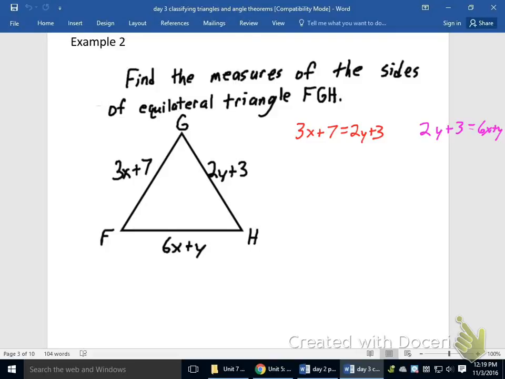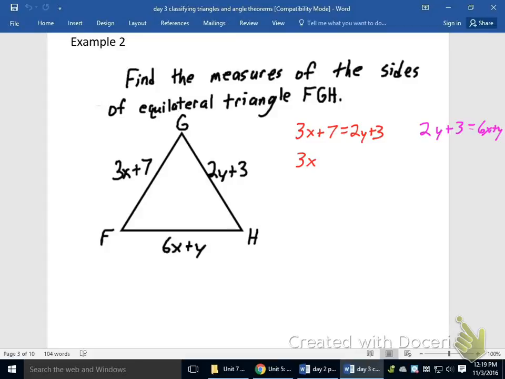Alright, and now I'll actually go ahead and work with these two equations. I could have also made the equation 3x plus 7 equals 6x plus y, but I've already got two equations and two unknown variables, so that's going to actually be good. The way I'm going to go about this personally is you can use substitution, elimination, you can get them into y equals and throw them in your graphing calculator.